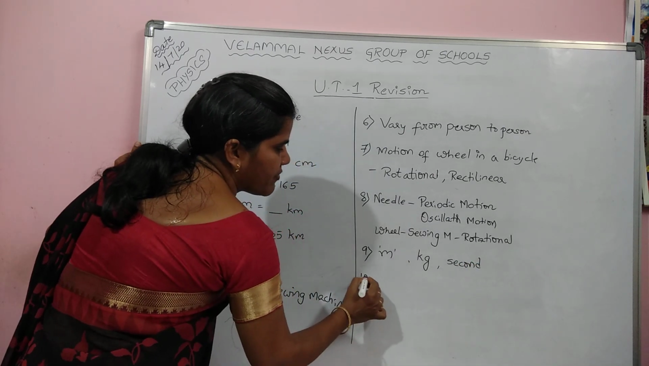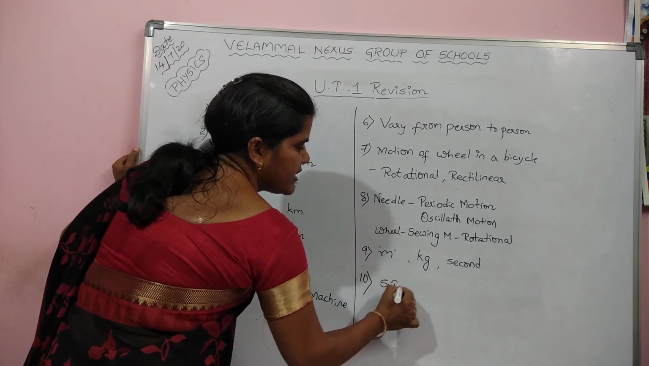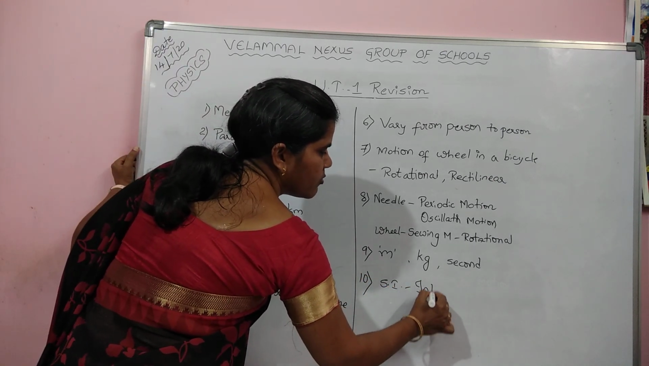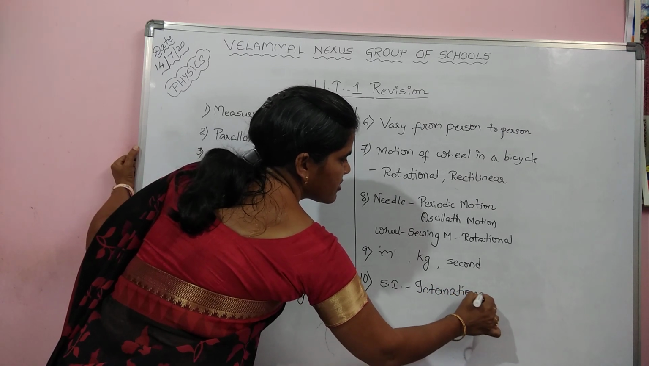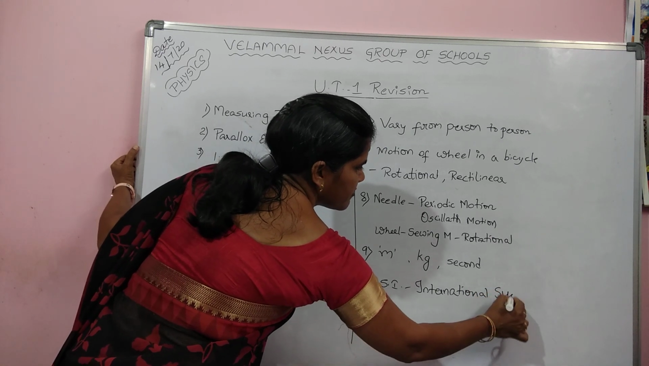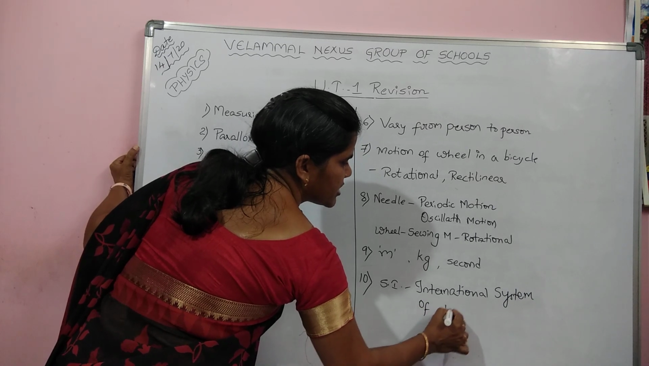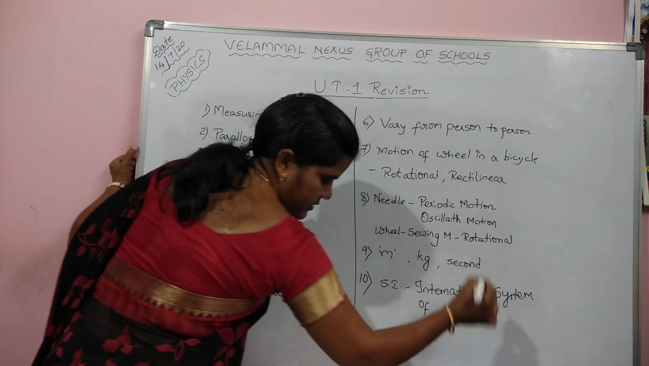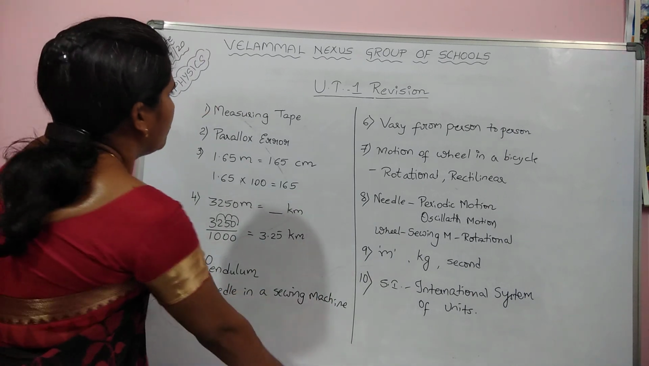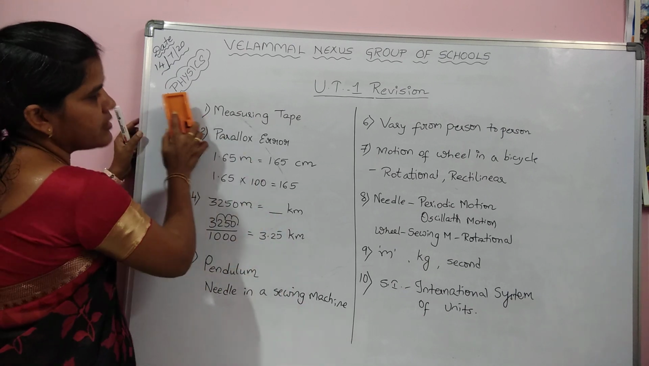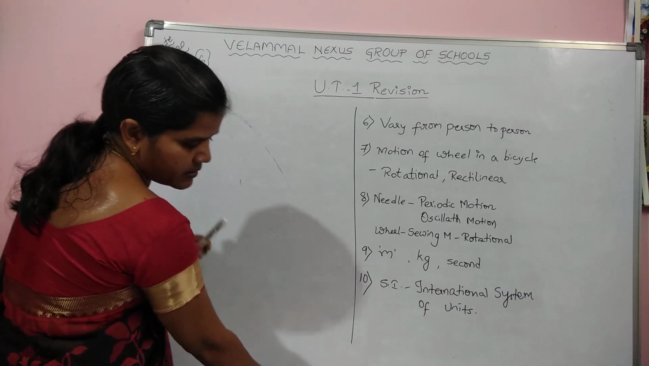Children, can you abbreviate what is SI? SI stands for International System of Units. What is SI, children? International System of Units. SI stands for, come on, repeat. SI stands for International System of Units. Is it okay, children? Now, once again, we'll see the remaining continuation of the bits. Next one.